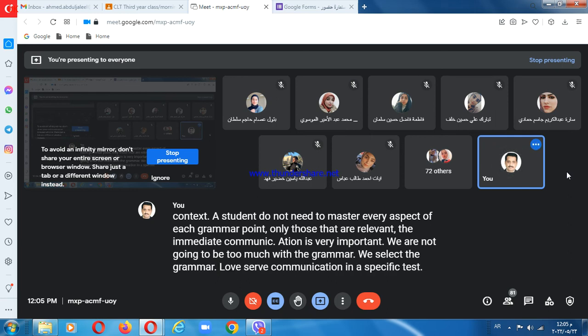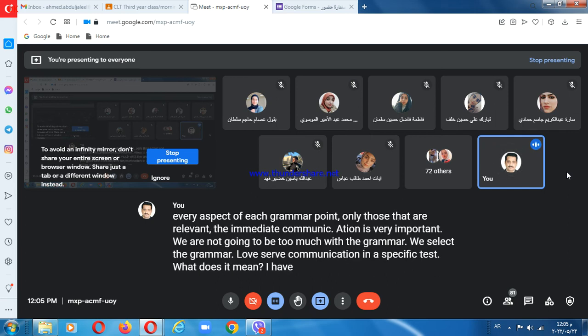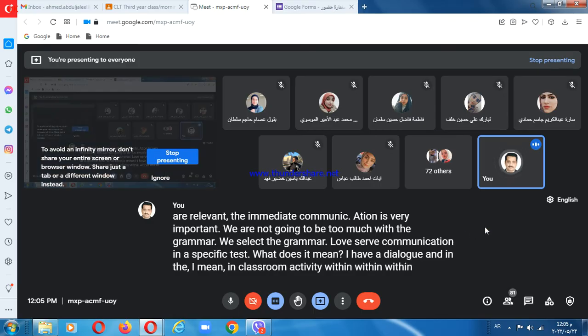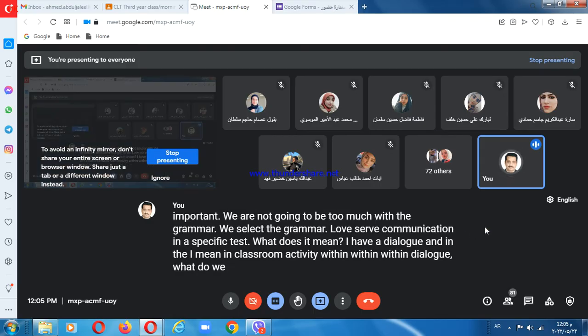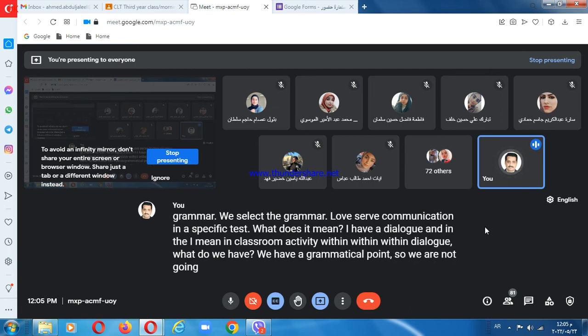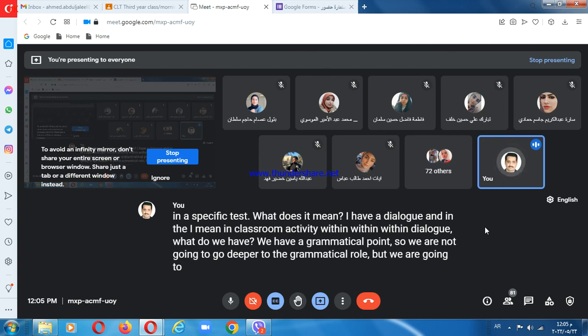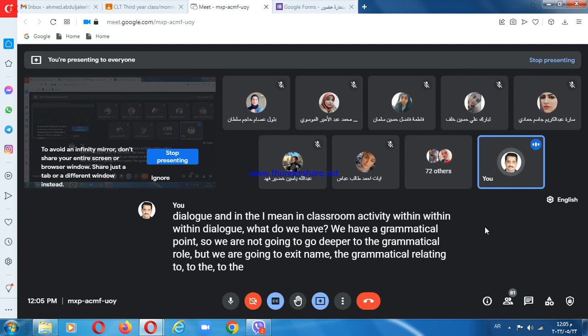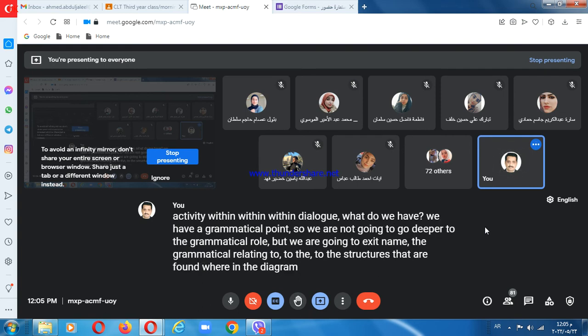What does it mean? I have a dialogue in a classroom activity. Within the dialogue, what do we have? We have a grammatical point. So we are not going to go deeper into the grammatical rule, but we are going to explain the grammar relating to the structures that are found in the dialogue. Is that okay?